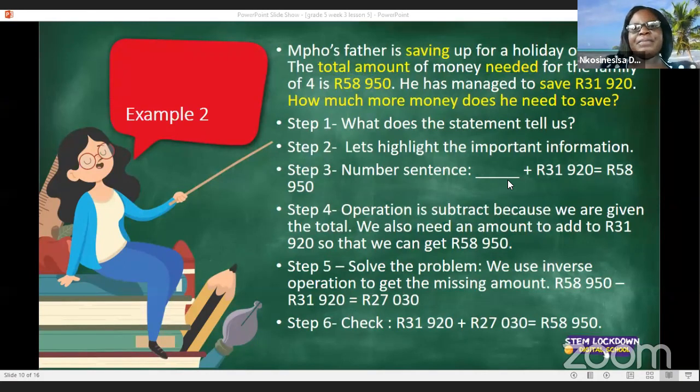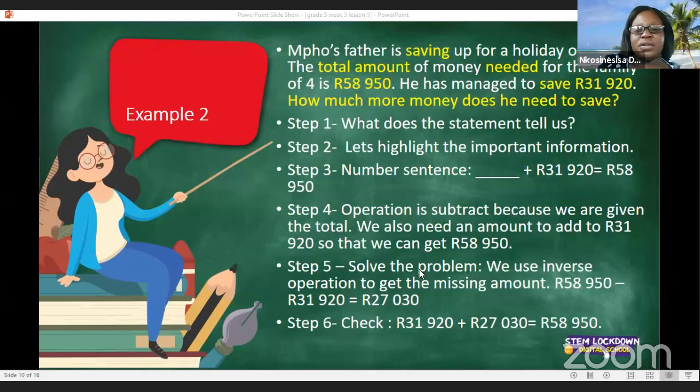This is the same as saying blank plus 3 equals 5. How are you going to get it? You say 5 minus 3 to get 2, right? You say, ma'am, this is easy. Blank plus 3 equals 5, the missing number is 2. Yes, it's the same thing that you have to apply here.